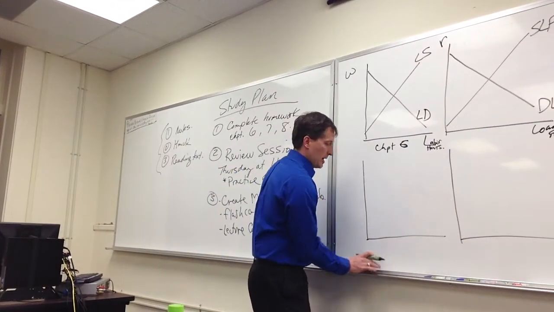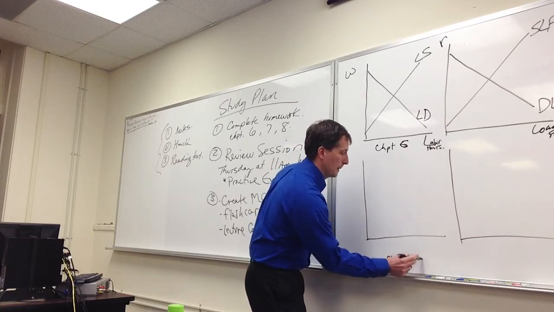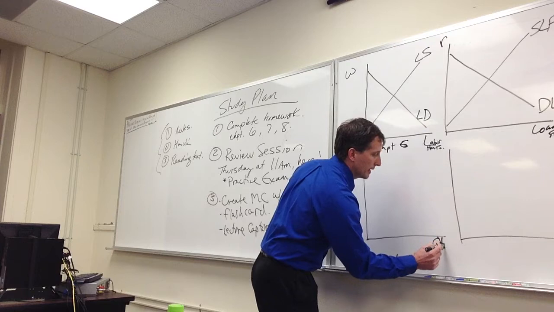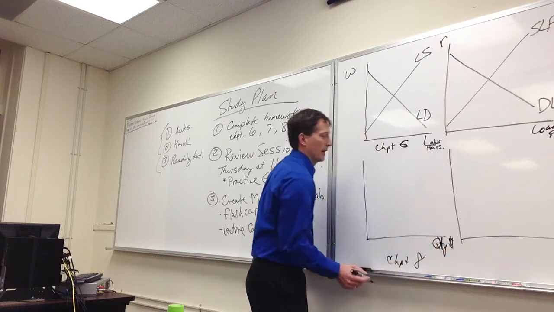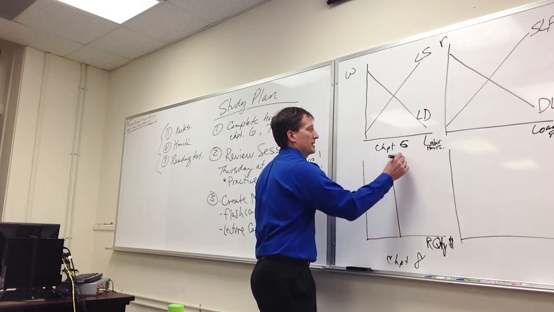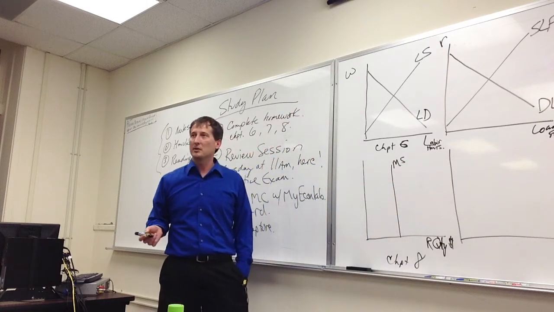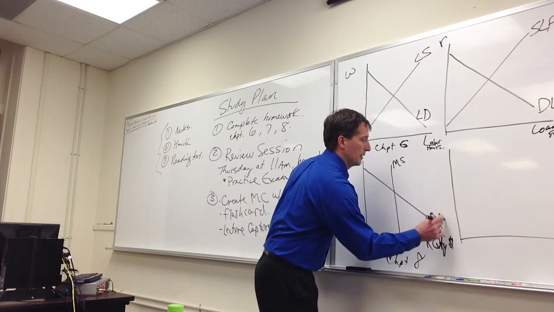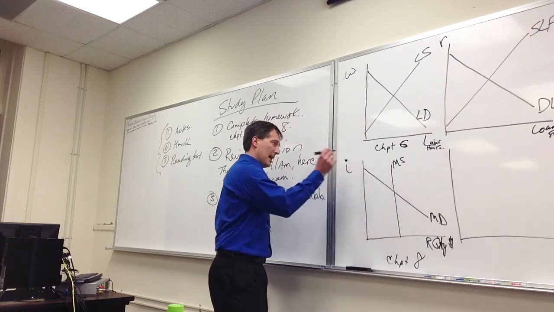And then finally, chapter 8, we are measuring the quantity of money, and it's the real quantity of money. The money supply curve had a little different shape. It was vertical. Money demand. We're measuring little i over here.